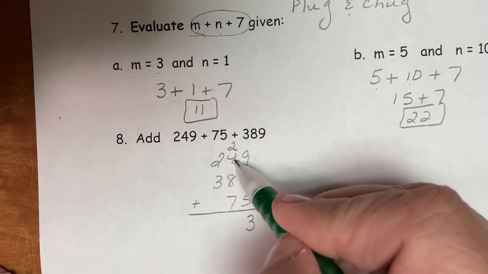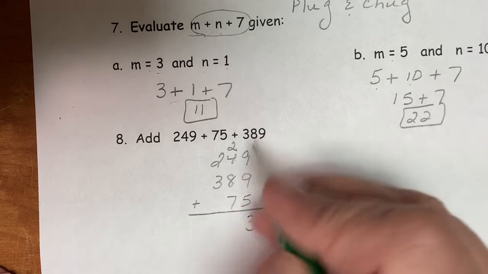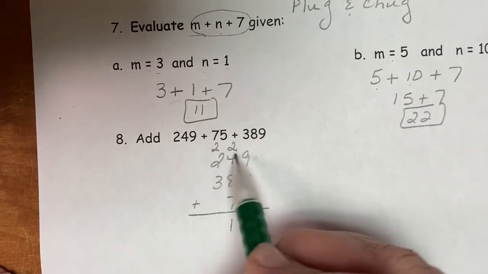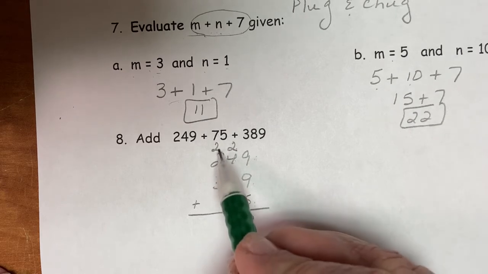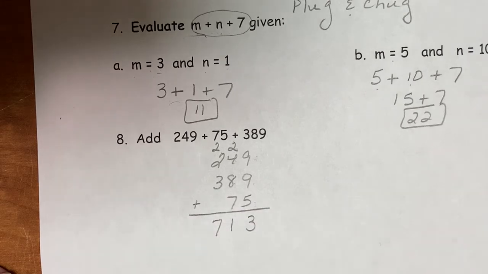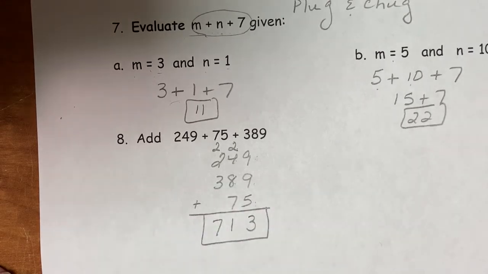So 2 plus 4 is 6, 6 plus 8 is 14, and 14 plus 7 is 21. I put down the 1 and I carry the 2. Now I'm going to add these numbers. 2 plus 2 is 4, plus 3 is 7. So my answer is 713. Okay, so there's a quick review of addition.